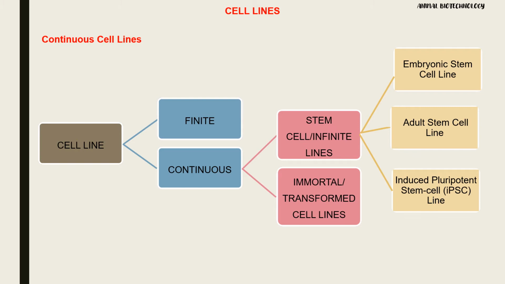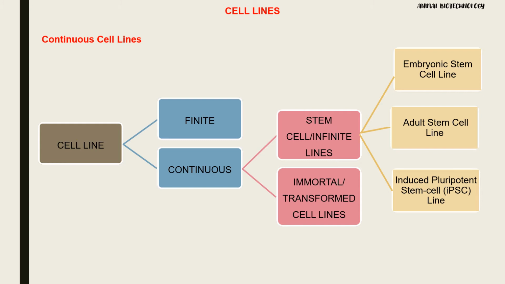The stem cell lines could be derived from embryonic stem cells, adult stem cells, or induced pluripotent stem cells. The embryonic cell lines are derived from the inner cell mass of a blastocyst. For this, generally embryo leftovers from IVF procedures are used.